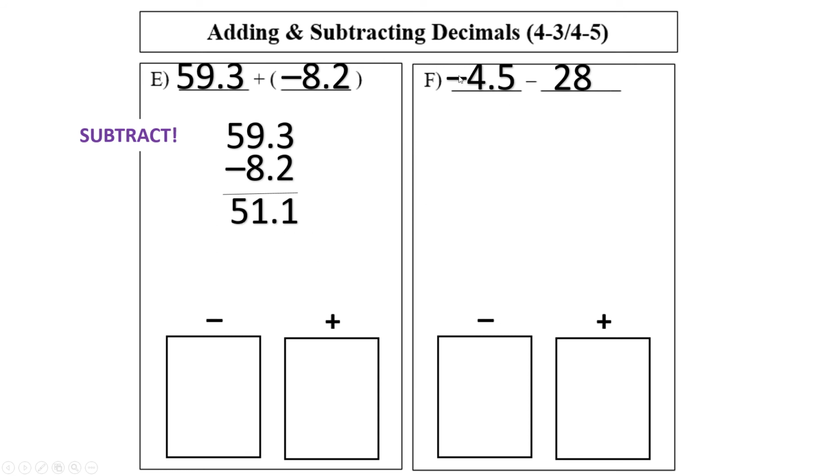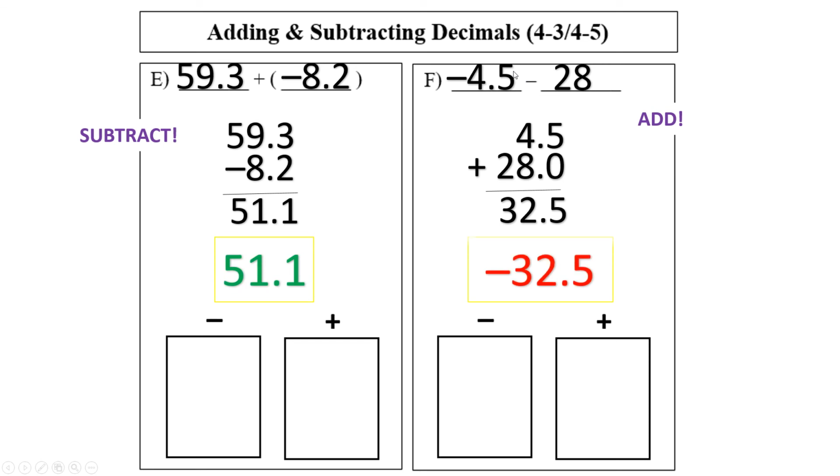Over here, it's negative 4.5 minus 28. If we did box method, these would both be in the negatives box. Therefore, we're going to add, and we line up our decimals, and you should get 32.5. Now, because this is 7th grade level, they are both negative. We have to worry about the sign of the number. So this one is a positive, and this one is a negative.